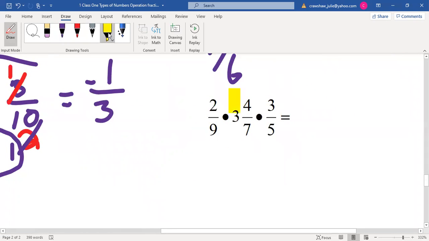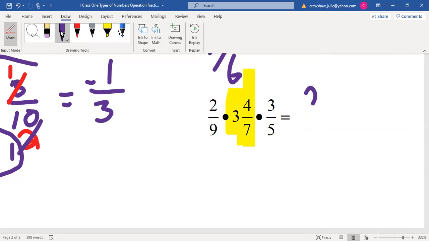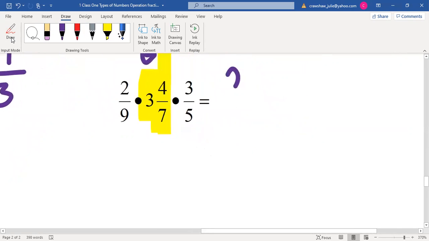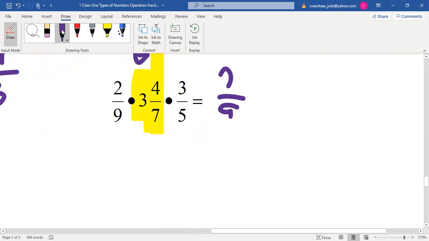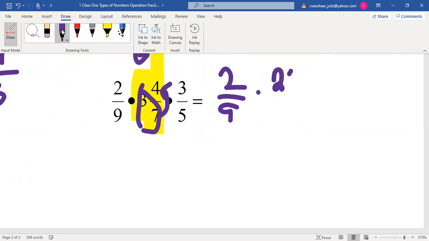Again, if I have a mixed number, in order to multiply it to 2 other fractions, I have to change it to an improper. So my first fraction stays the same. That's just going to stay as 2/9. My 3 and 4/7, well, 3 times 7 is 21, plus 4 is going to give me 25 over 7. And then I still have my 3/5.